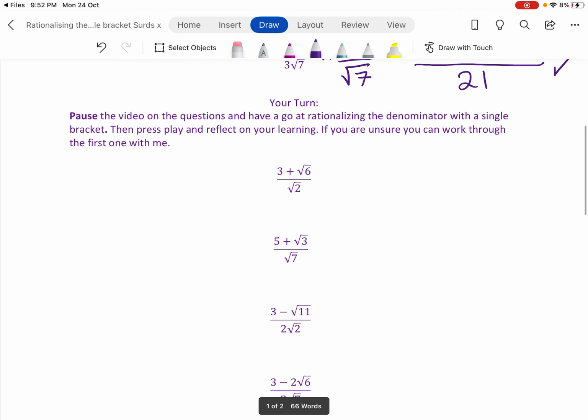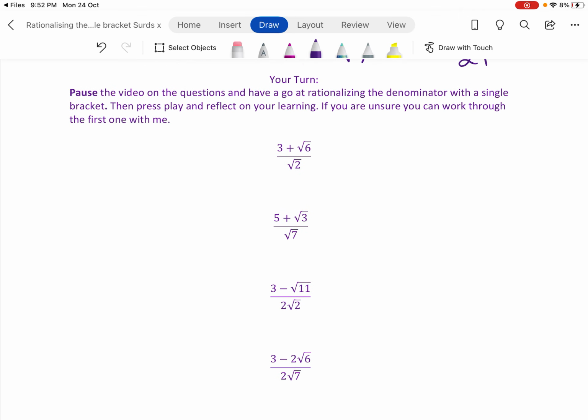Now, pause the video on the questions and have a go at rationalizing the denominator with a single bracket. Then press play and reflect on your learning. And if you're unsure, you can work through the first one with me. So here we will multiply by root 2 over root 2.